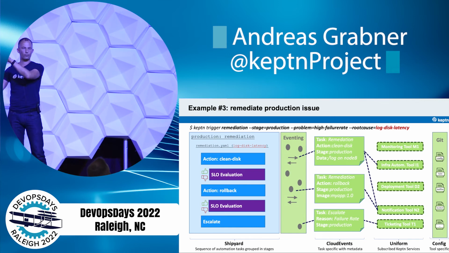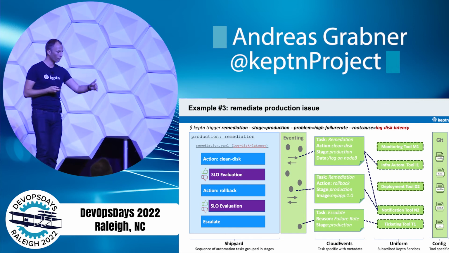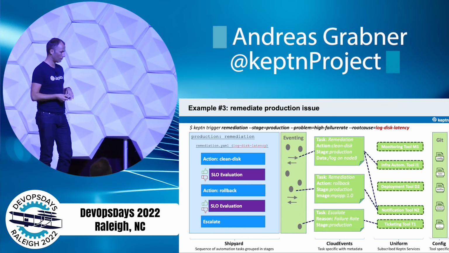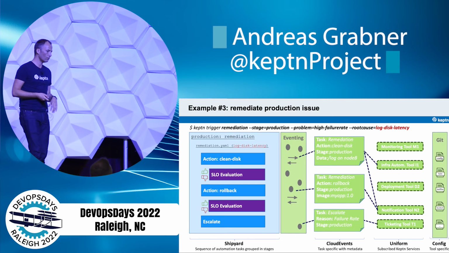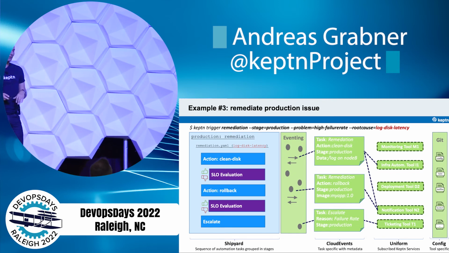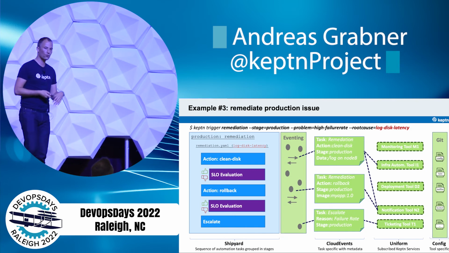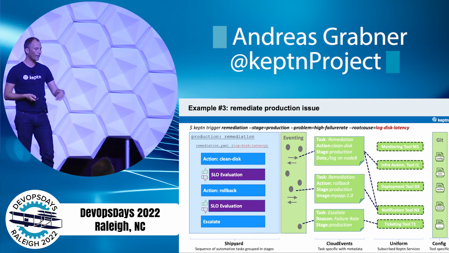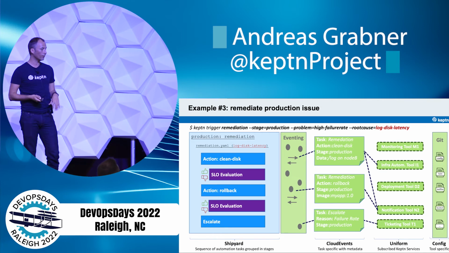For this type of error, you can just define the sequences. So for log disk latency, and I'm just highlighting this again, which was the root cause that was put in, the first action that is defined is the clean disk. Clean disk might then be subscribed by your infrastructure automation tool, whatever that is. And also a notification is sent so that you're aware of what's happening.